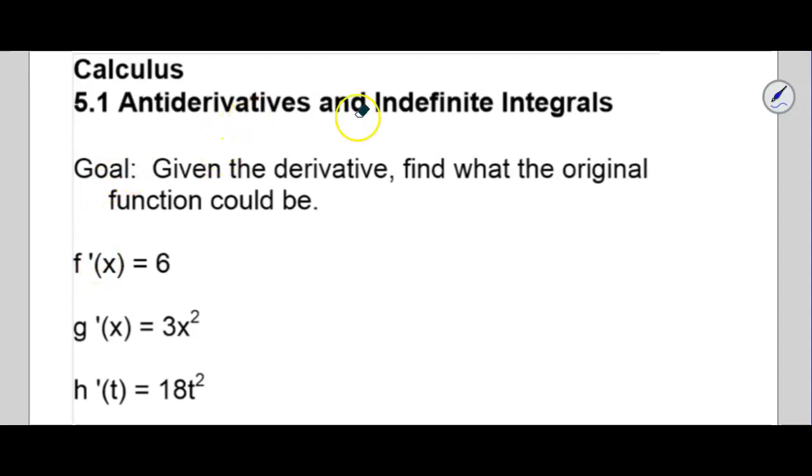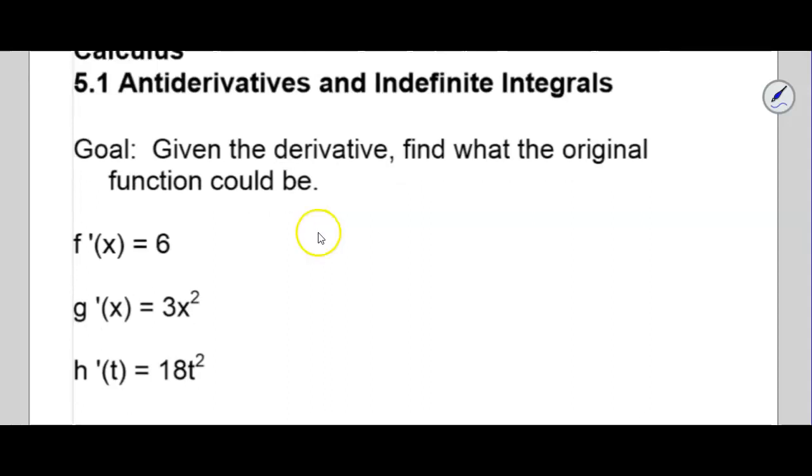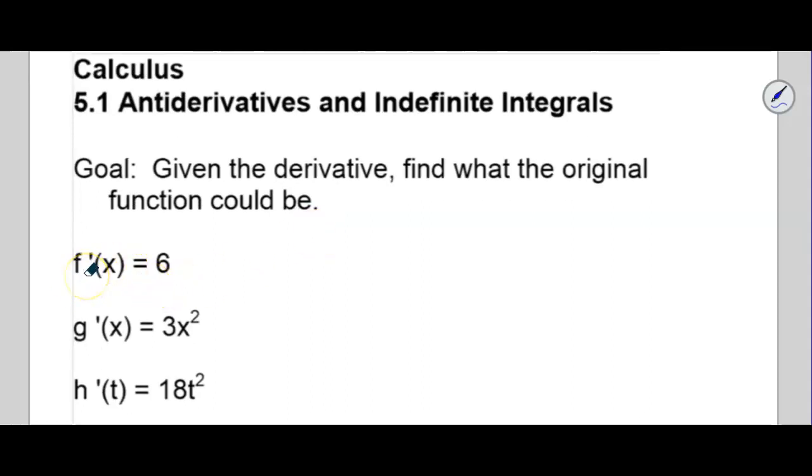Now, we're looking at antiderivatives and indefinite integrals. The goal right here is, given the derivative, find the original function, or what the original function could be. So, if this is the derivative, well then you gotta remember that I'm going to show you rules to always find these, but the rule is basically this.